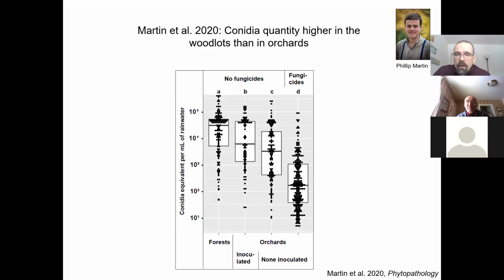And you can see here that when the fungicides are applied in the orchards, you see a lower incidence of the spores, but overall, it seems that the larger, more important inoculum source is in the woodlots around the orchard.